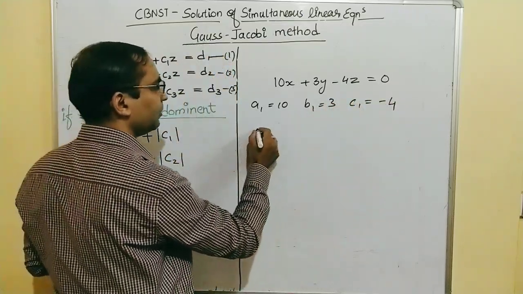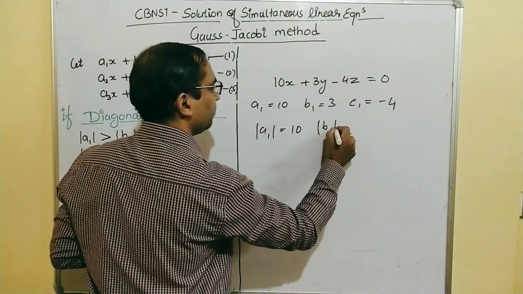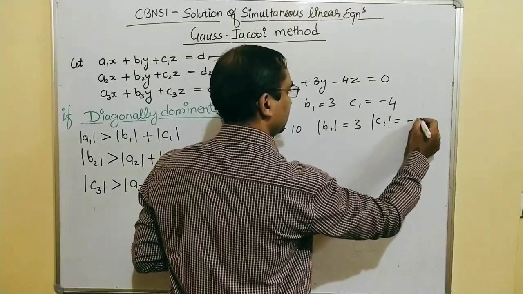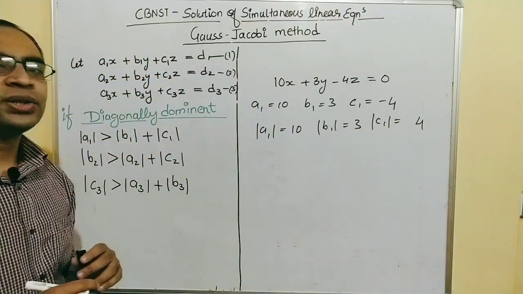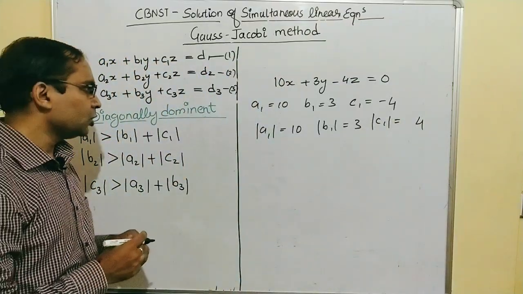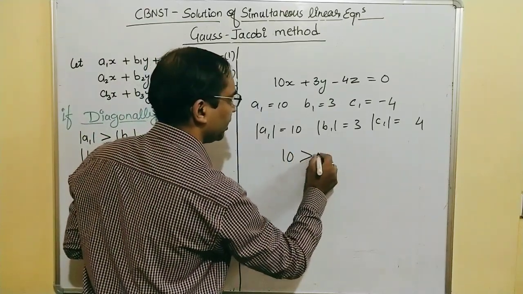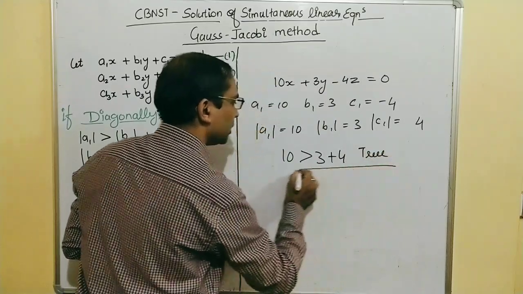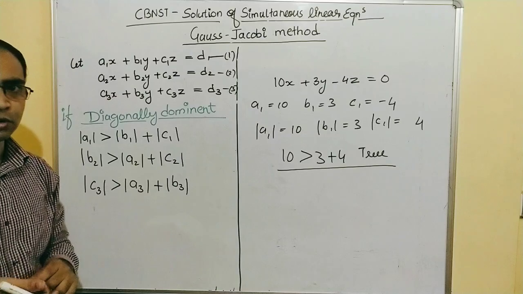The absolute value of a1 is 10. The absolute value of b1 is 3. And the absolute value of c1 is 4, because in the absolute value we do not consider the signs. Now if we apply this, we can see that 10 is greater than 3 plus 4. So this is true in this case. That means this first condition is satisfied by the first equation.